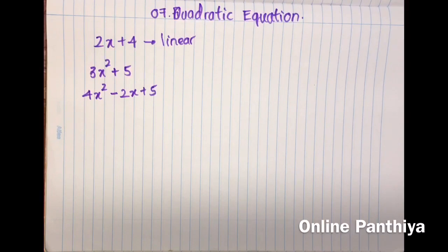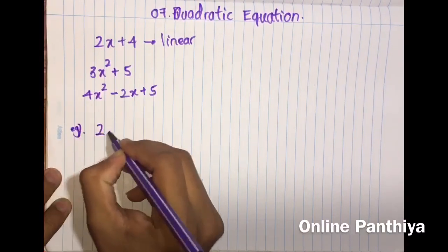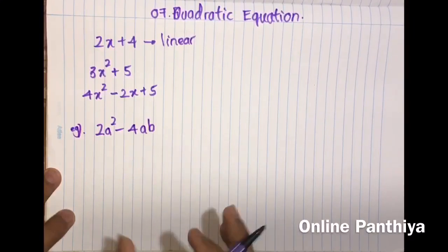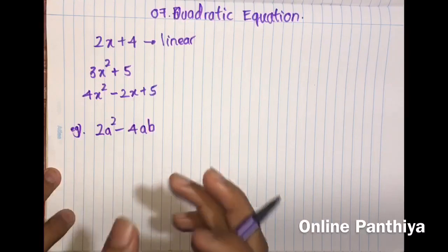Is that clear? Okay, now with this quadratic equation, we are going to study something called factorizing. Since you know the meaning of factorizing, let us just check the earlier work you have done in this factorizing. Okay, now for an example, consider 2a squared minus 4ab. Now what is meant by factorizing?